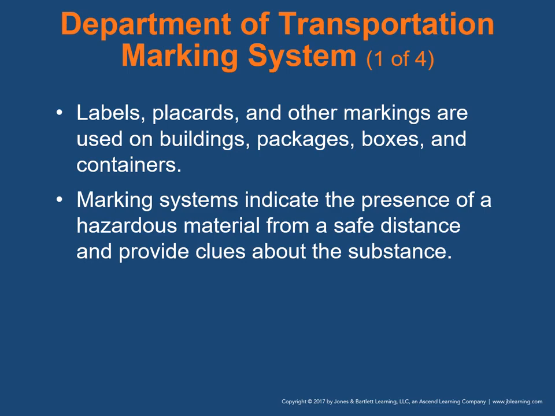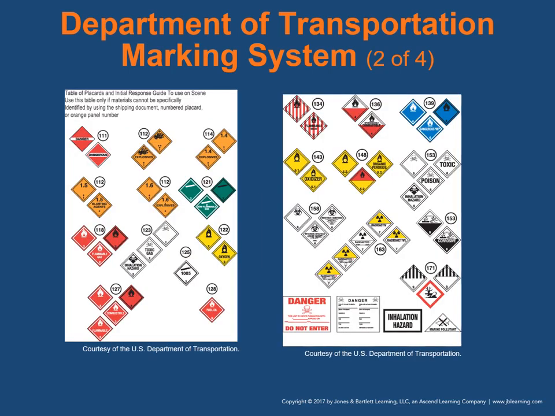The Department of Transportation, DOT, marking system is what we're going to talk about now. This consists of labels, placards, and other markings that are used on buildings, packages, boxes, and containers. The marking systems indicate the presence of a hazardous material from a safe distance and provide clues about the substance. The figure on this slide shows examples of labels, placards, and markings, and no doubt you've seen these on truck trailers and rail cars.